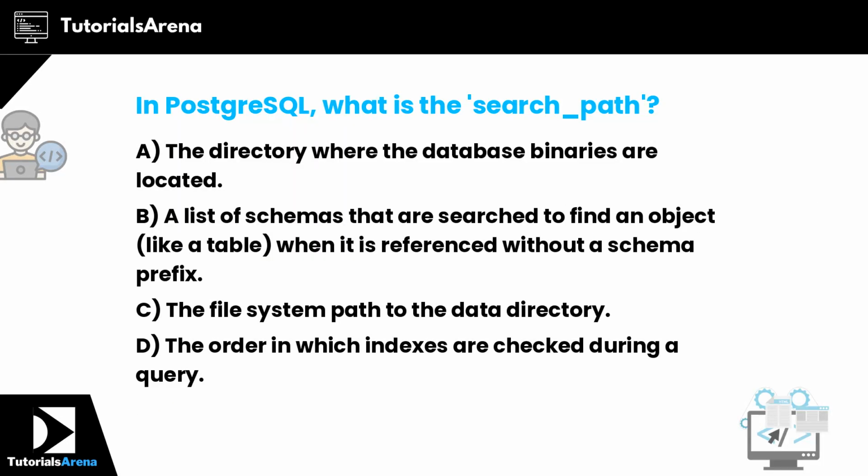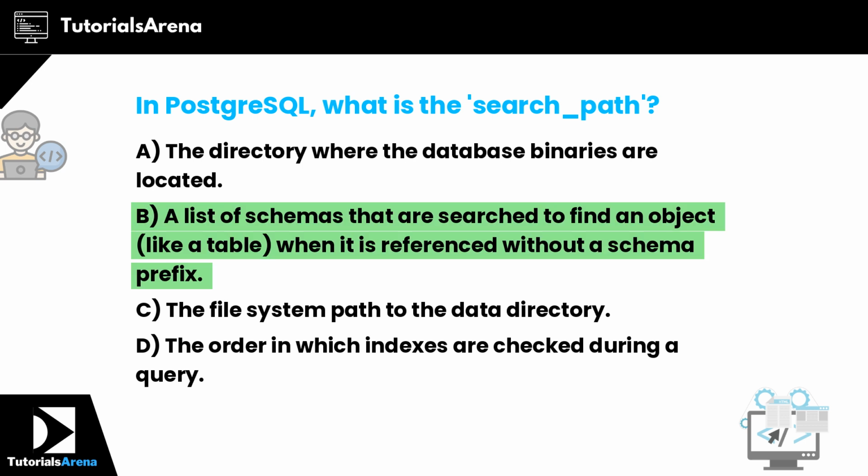In PostgreSQL, what is the search_path? The correct answer is option B, a list of schemas that are searched to find an object, like a table, when it is referenced without a schema prefix.